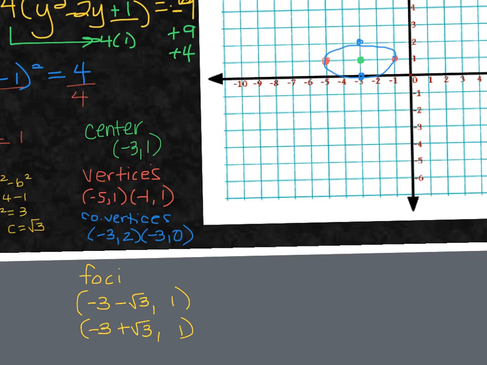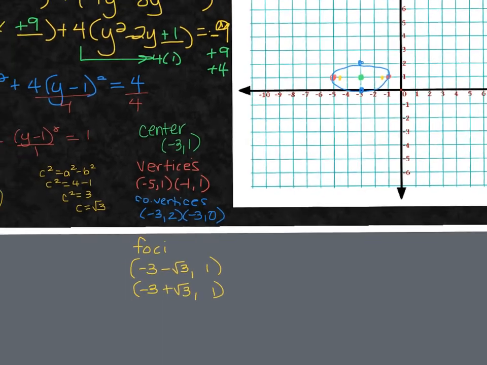But on my graph, I'm going to approximate √3 to be maybe 1.8, something like that. So I would go -3. I would go 1.8 out from either point on your x. So 1.8 might be here, and that would be your foci.